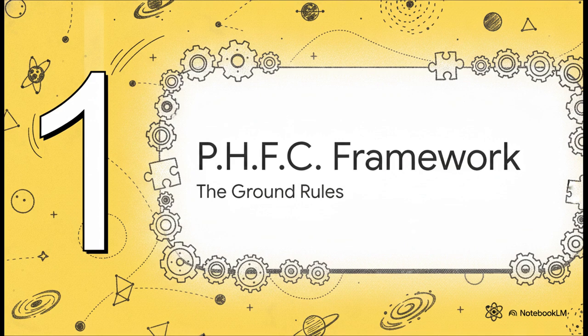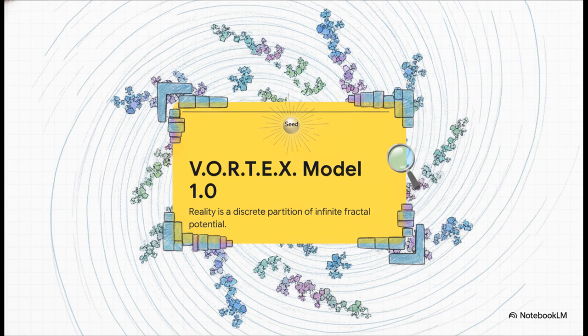We really need to lay down the ground rules first. At the very heart of this PHFC framework is the VORTEX model. Now, VORTEX is an acronym. It stands for Valued Output Recursive Toroidal Expansion X Factor. I know it's quite a mouthful, but the core concept here is stunningly elegant. You see, in standard physics, we generally think of space as this continuous empty void, like a blank canvas. But this model throws that out and proposes the seed concept.